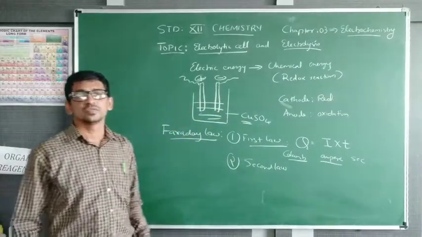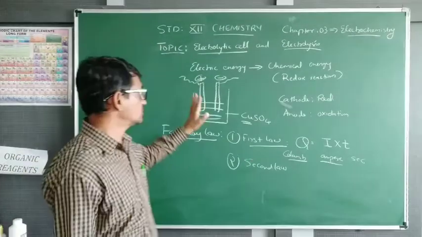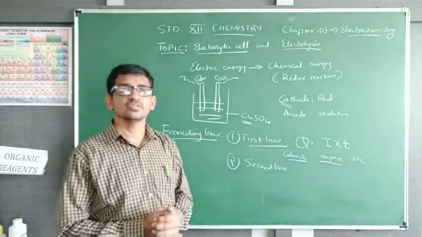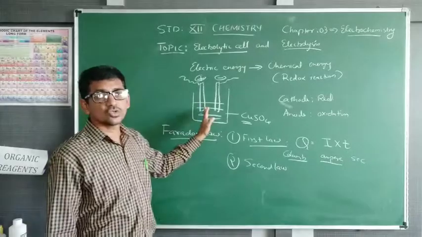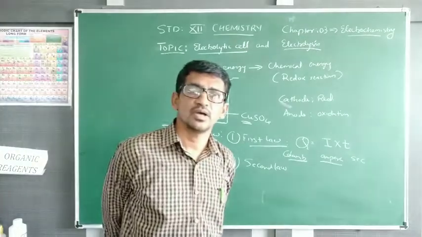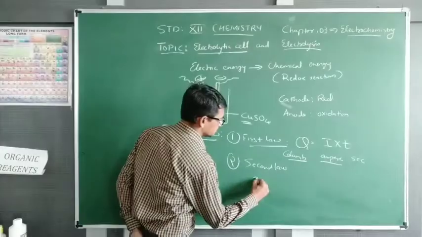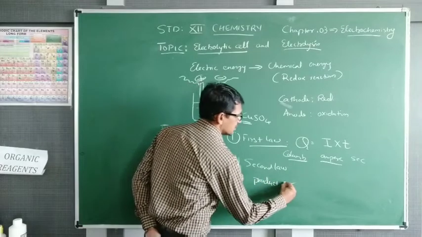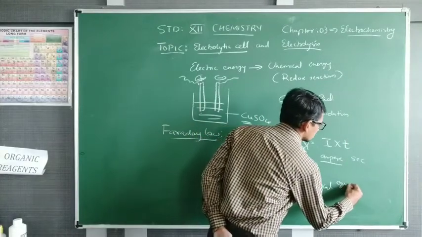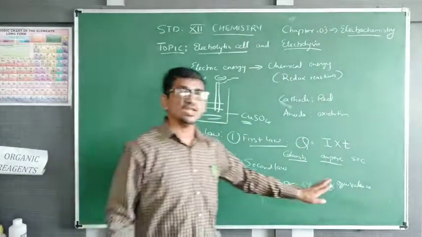Second law: if the same or fixed current is passed in electrolytic cells joined in series, different cells joined in series, then the product obtained at the electrode is directly proportional to its chemical equivalent. Chemical equivalent means the valence. The product is directly proportional to chemical equivalence, or directly proportional to the valence.